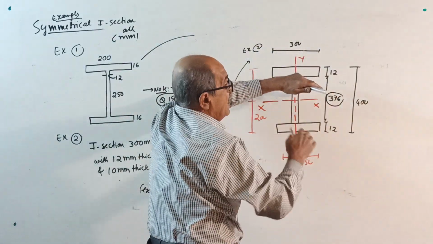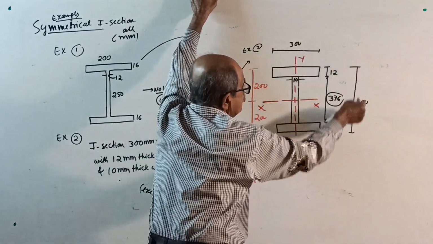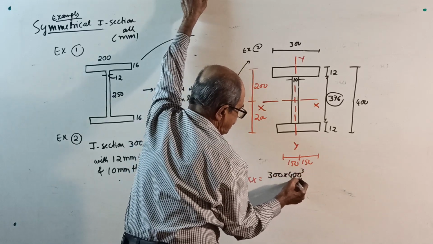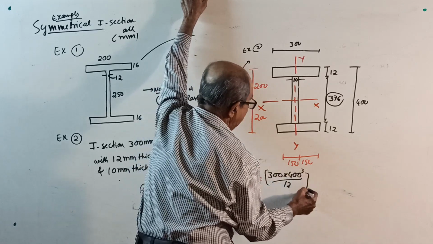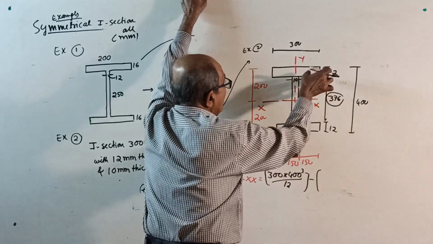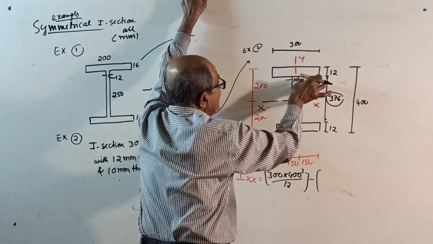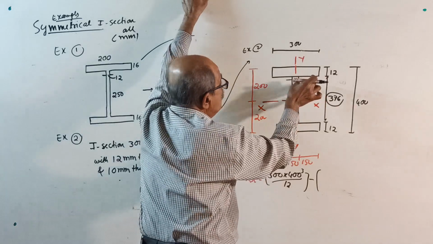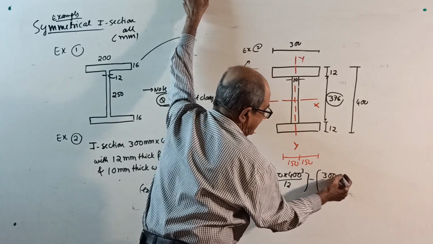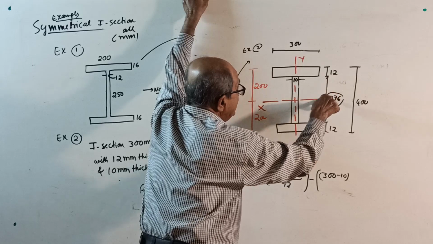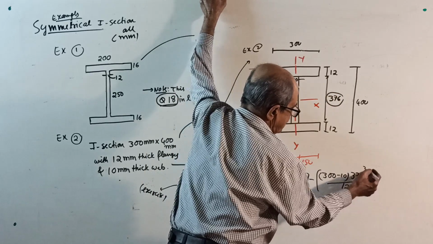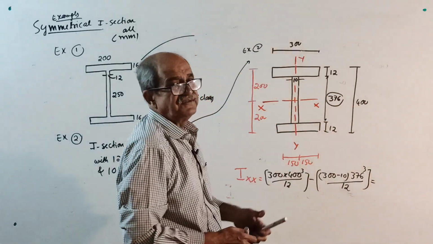Full BD cube by 12. Outer BD cube by 12. 300 into 400 cube divided by 12. Okay. This is outer. Then subtract 2 empty portions. I want the empty width. See, this 300. This width and this width, total I want. Total of these two widths is 300 minus 10. Bracket required. 300 minus 10 into empty depth 376 cube divided by 12. That's all. Calculate, you get the answer.